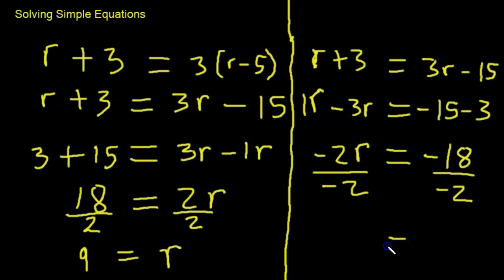Alright. So minus 2 over itself, anything over itself gives you 1, so it's 1R, just R. And remember, when you're dividing or multiplying, once the signs are the same, the result is positive. So negative divided by negative is positive, and negative times negative is also positive. So either way, we get the same result. R equal to 9, 9 equal R.